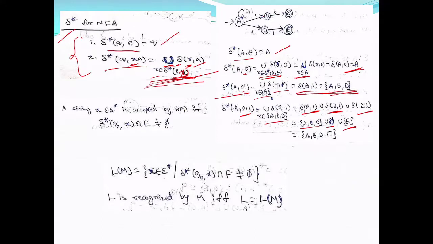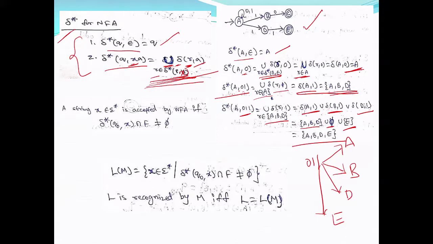So what you have got? Union of this: A, B, D, phi, E. So A, B, D, E. So suppose I give 0, 1, 1 as input to this NFA. One choice will end in A, one choice will end in B, another choice will end in D, another choice will end in E. These are the 4 possible paths for the input string 0, 1, 1.